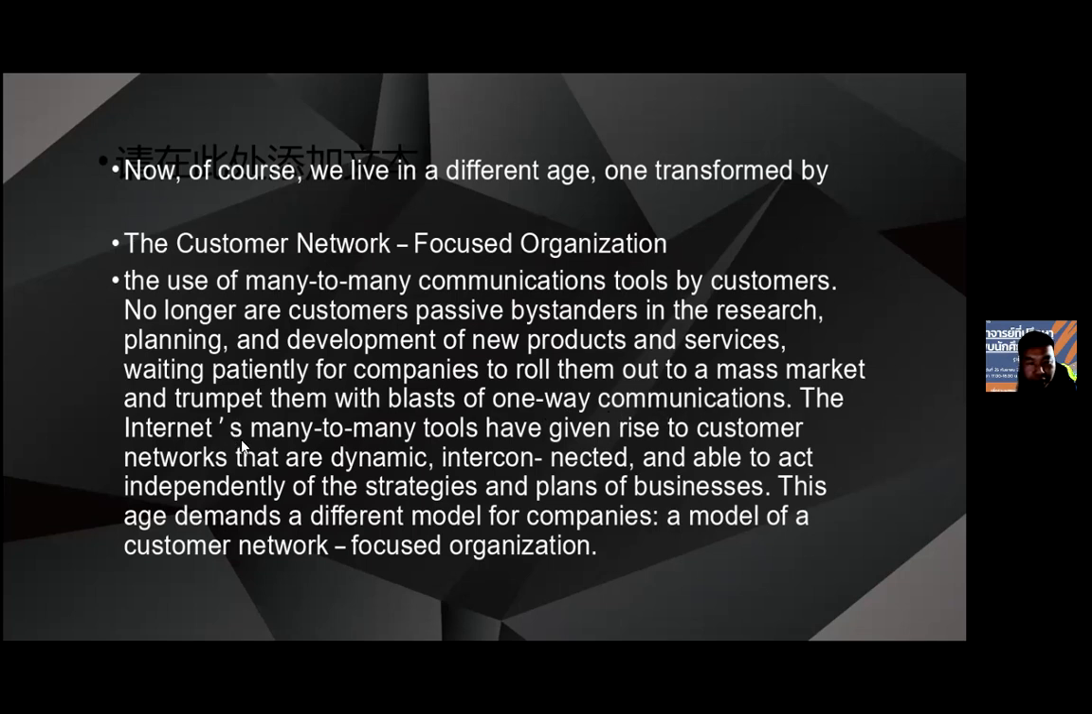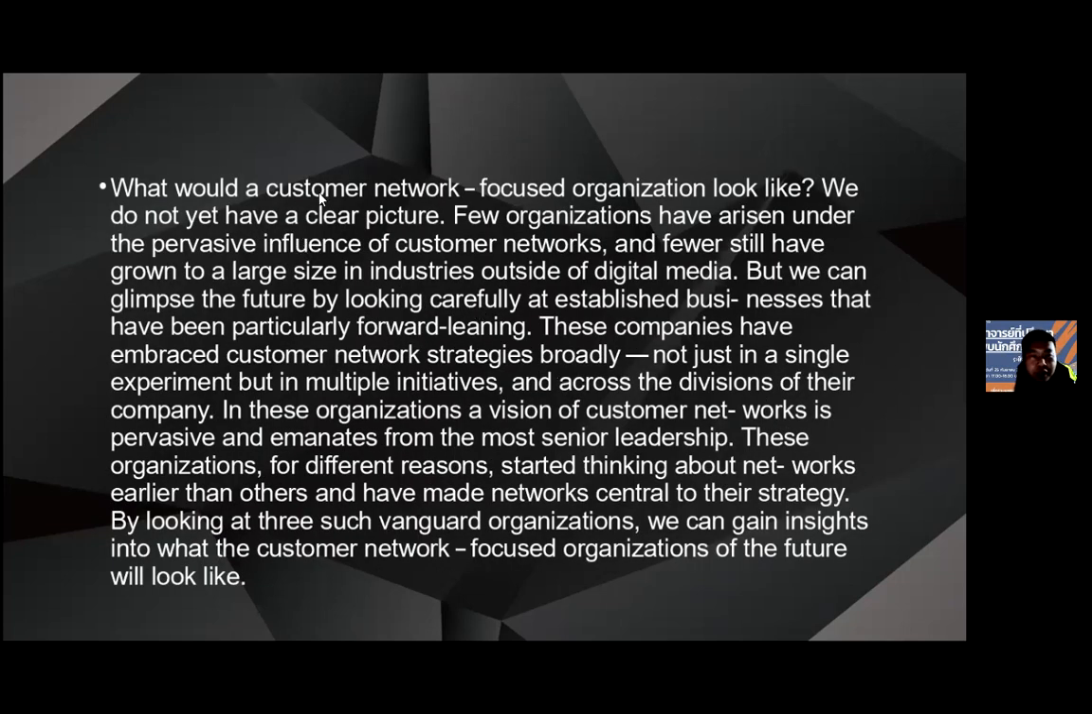The internet's many-to-many tools have given rise to consumer networks that are dynamic, interconnected, and able to act independently of the strategies and plans of business. This age demands a different model for companies, a model of a consumer network focused organization. What would a consumer network focused organization look like? We do not yet have a clear picture.